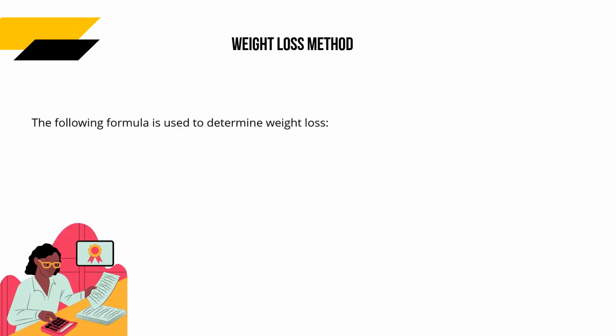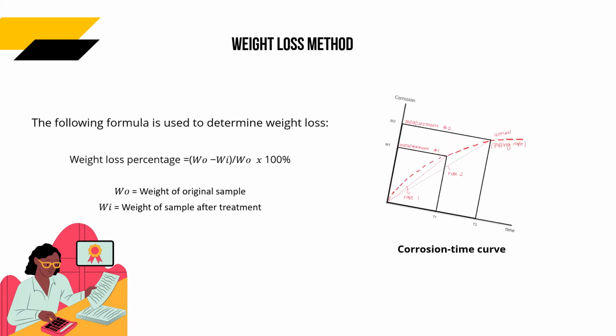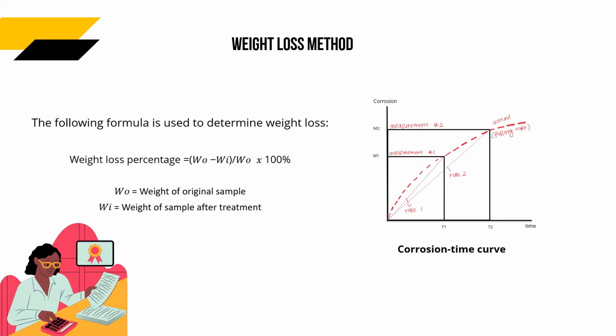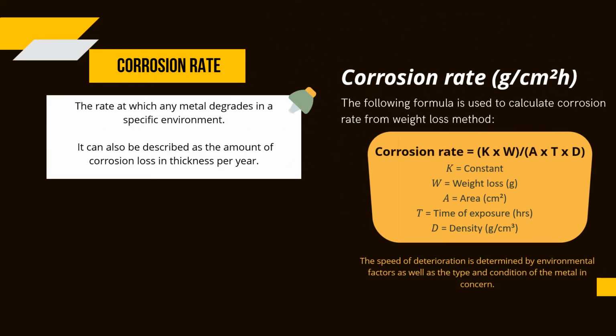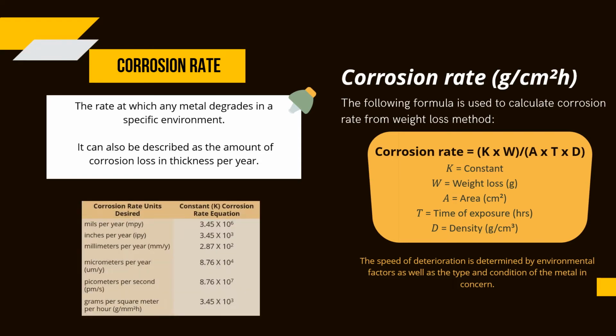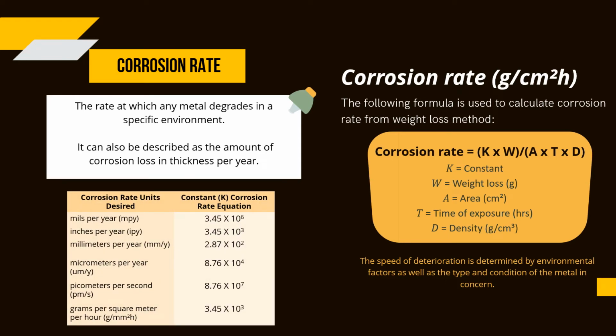The following formula is used to determine weight loss of the sample. Weight loss percentage equals the weight difference of the sample before and after treatment per the initial weight of the sample. The corrosion rate can be calculated according to the units desired. For example, the formula presented is applied to calculate corrosion rate for the weight loss method in the unit gram per centimeter cube hour. The constant value differs according to units desired as shown in the table.